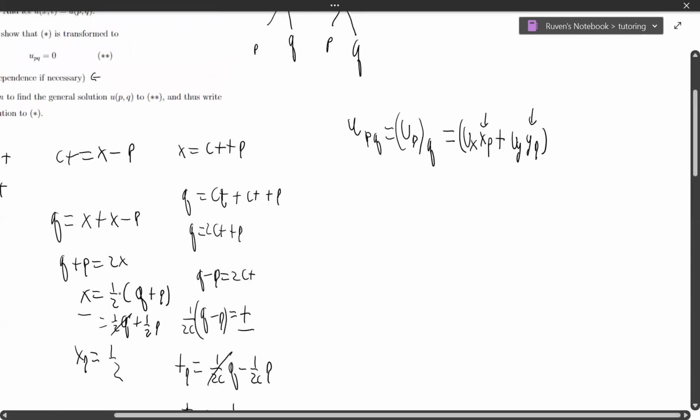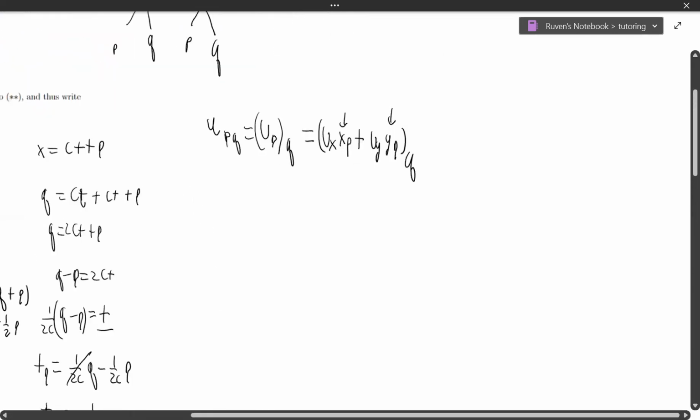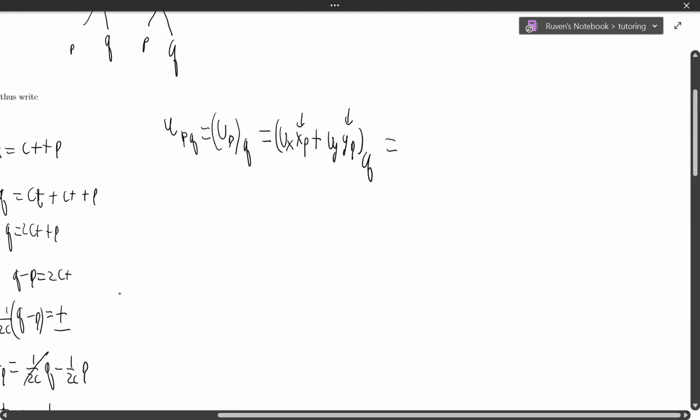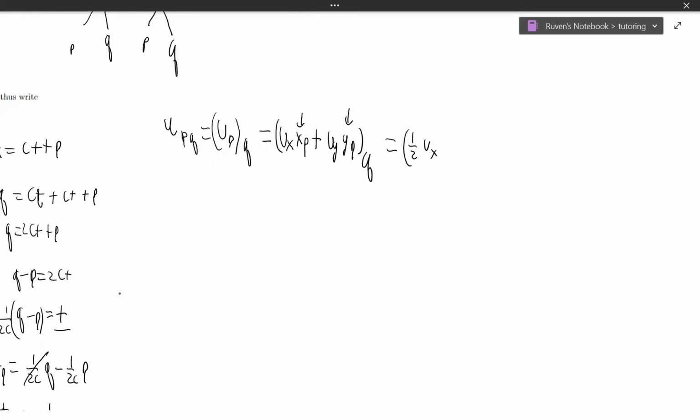So now if we just replace that, then we're going to get u_p equals 1/2 of u_x plus u_t times -1/2c.